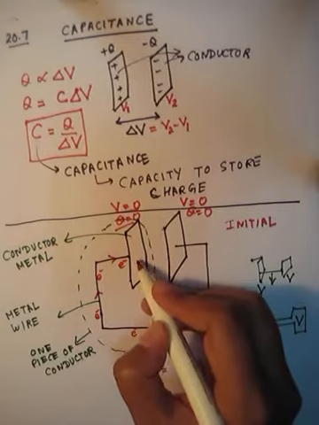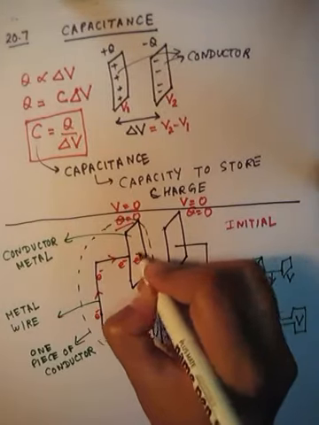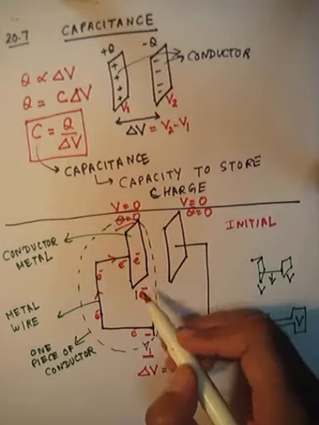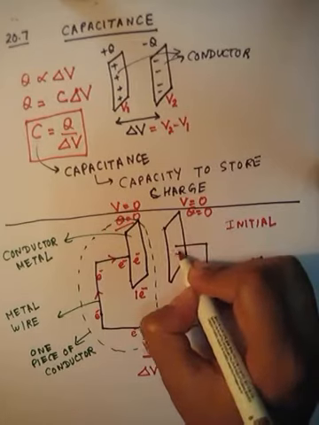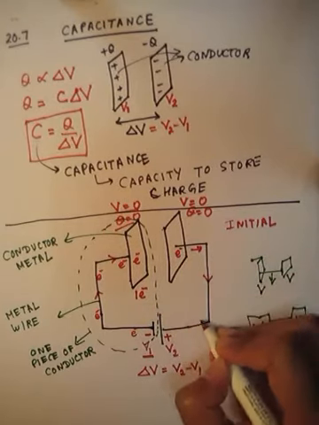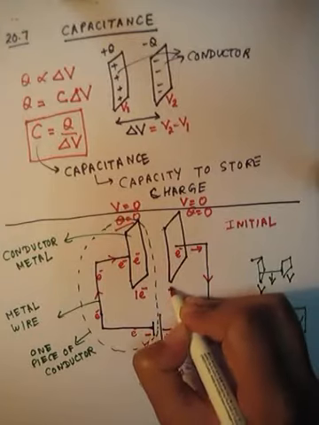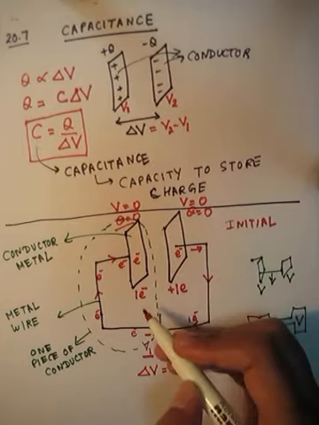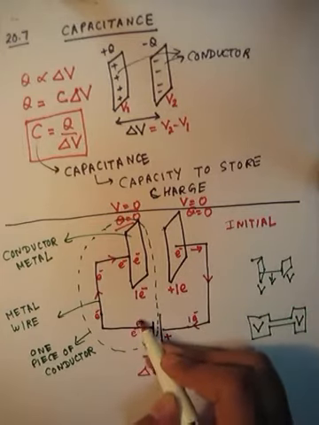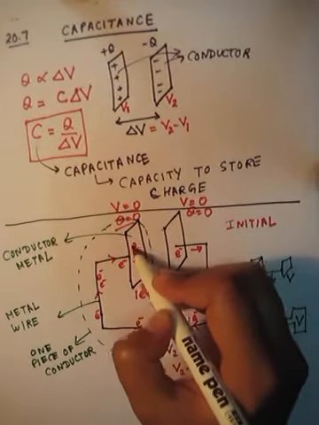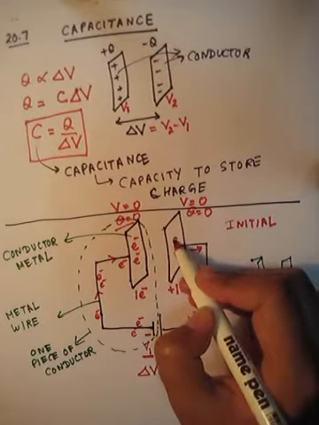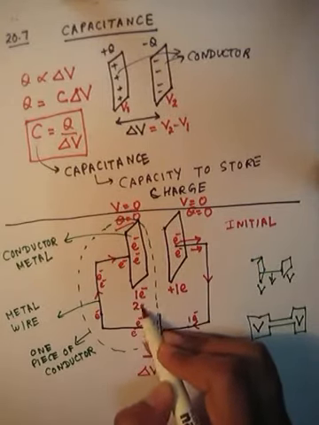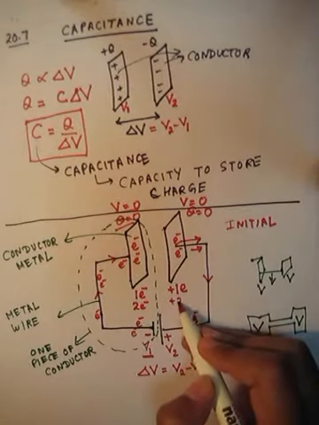When one electron reaches here, it will have a charge of 1e negative, and in response to this charge, one electron will leave this plate and it will have a charge of plus 1e. Similarly, another electron will move towards the plate, and there will be another electron here and a loss of another electron. So now the charge will be 2e negative and plus 2e.